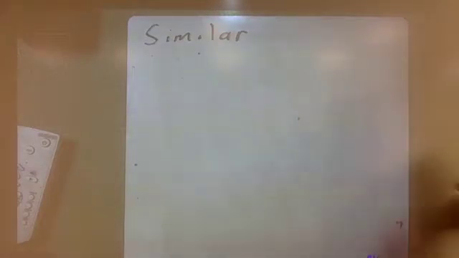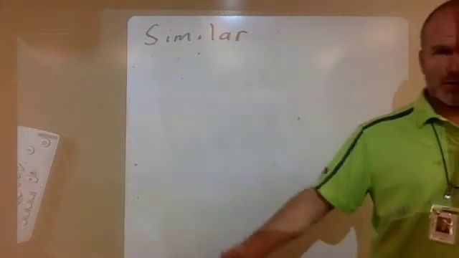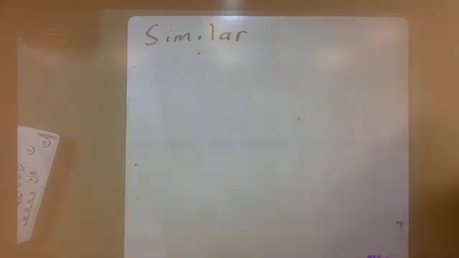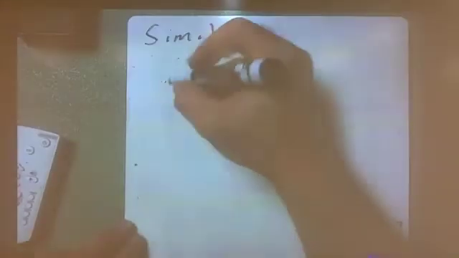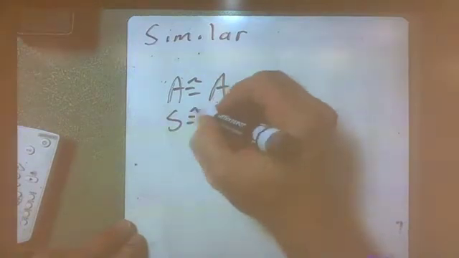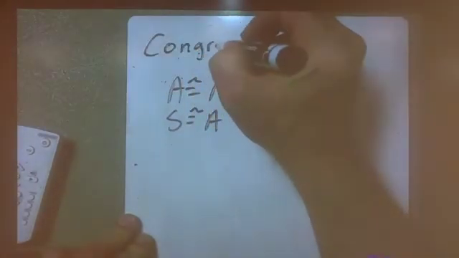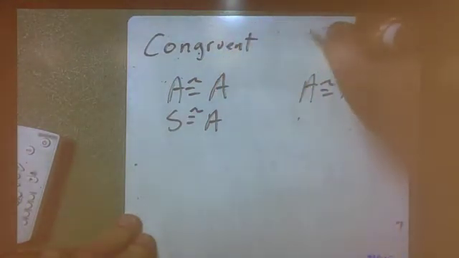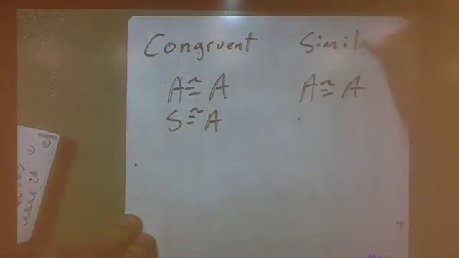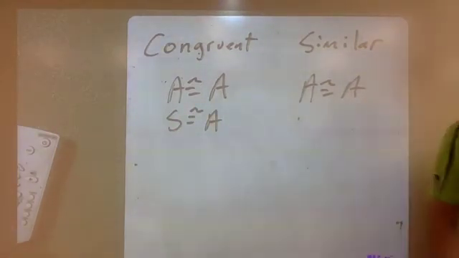Standard number 3, similar shapes. The first test we took this quarter was congruent triangles. Congruent means that all the angles are exactly the same and all the sides are exactly the same. Similar only means that the angles are exactly the same. The sides are not exactly the same. However, the sides do have something special about them, and that's that they are proportional.